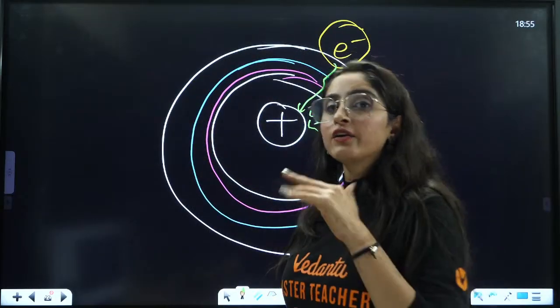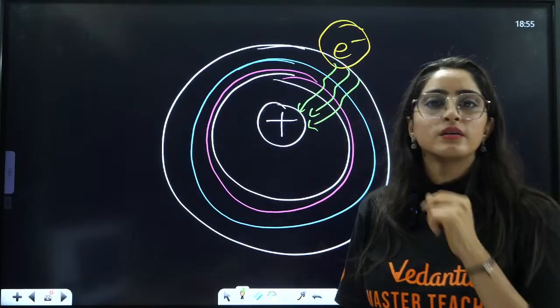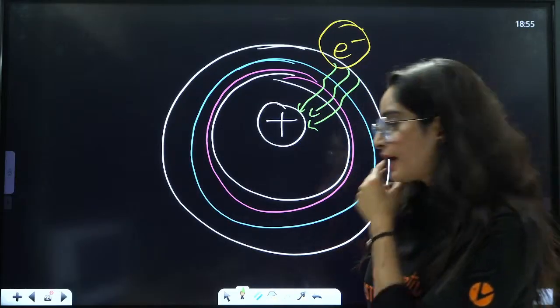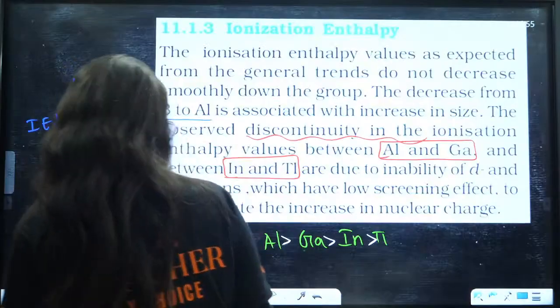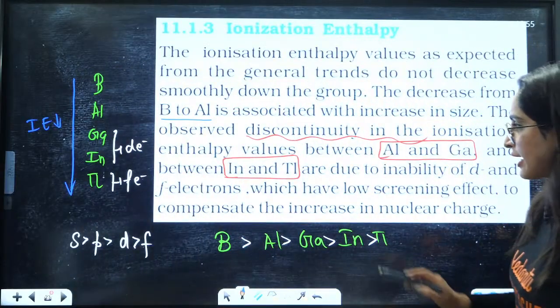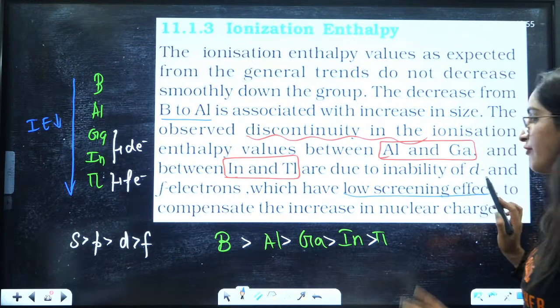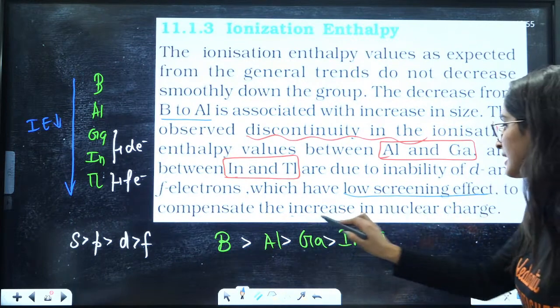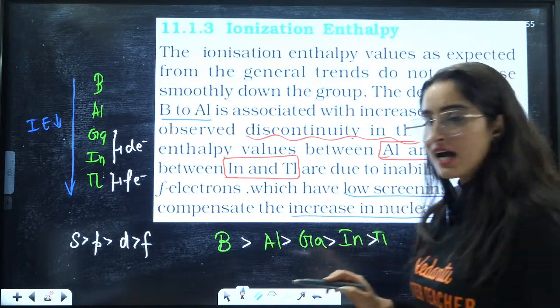That is why the trend will be opposite of what we have expected here, right? So this is what they are telling you: the inability of D and F electrons, which have low screening effect, to compensate the increase in the nuclear charge, right?